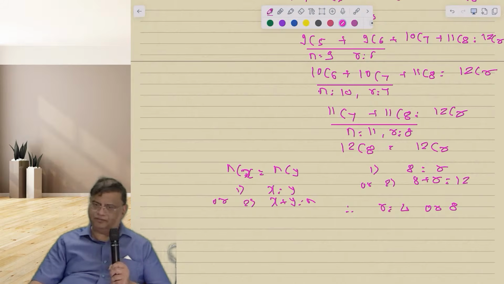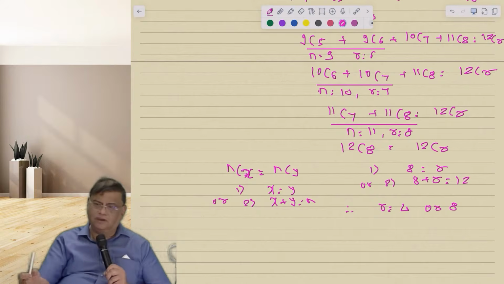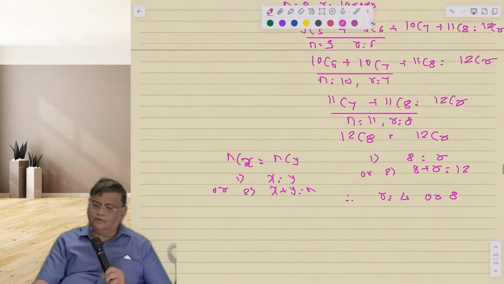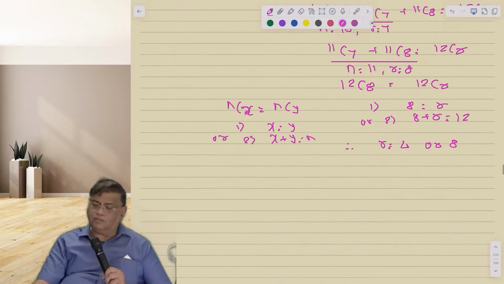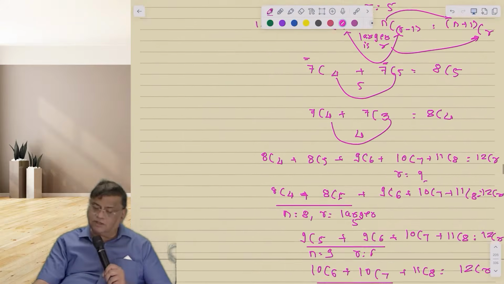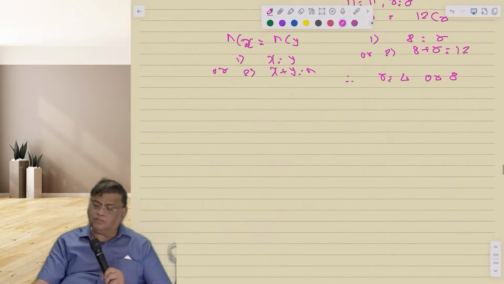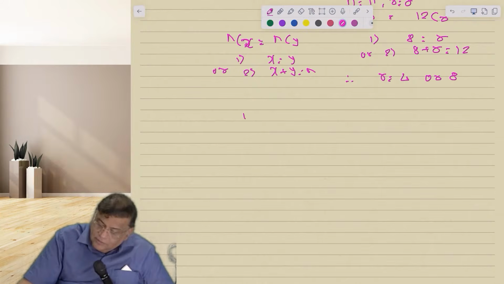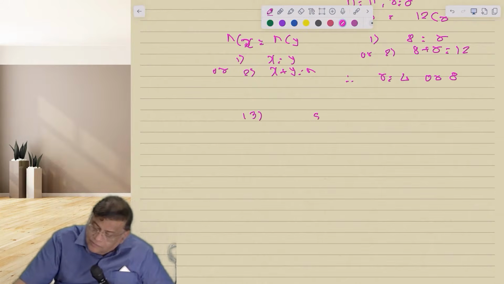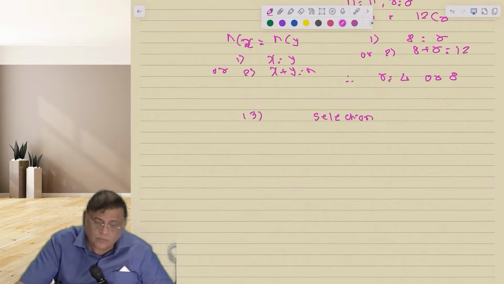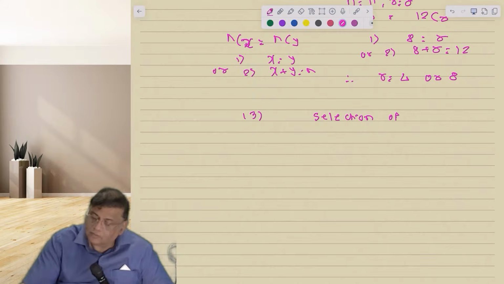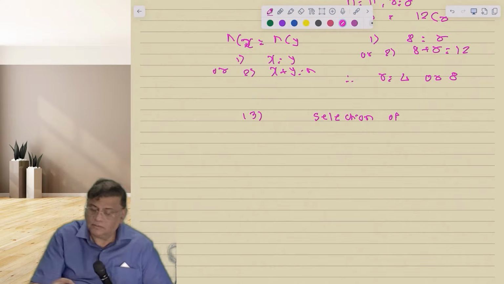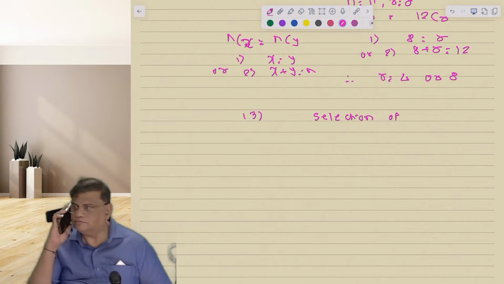Is that over? Very good. So few results we saw. Now remember, as point number 13, related to selection of how many?